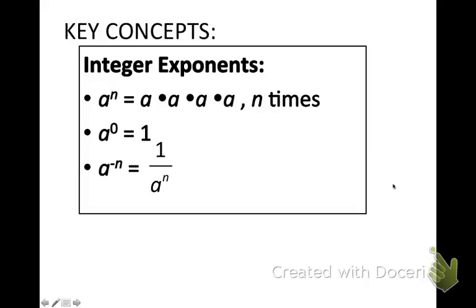If we remember, if we have a to some exponent, let's say n, we would rewrite that as that many a's, n times. Which is your basic one. If I had 3 squared, then it's 3 times 3. If I had x to the 4th, then it's x times x times x times x. If I had b to the 5th, then it would be the product of 5 b's. So that's just what your integer exponents are.